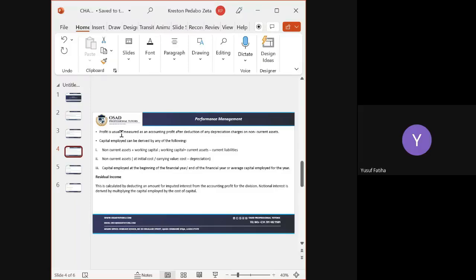And how do we derive working capital? Working capital equals current assets minus current liabilities. So if you look at it clearly, it's basically saying non-current assets plus current assets minus current liabilities, which is basically the same as total assets minus current liabilities. But just to break it down, non-current assets plus working capital, then working capital is current assets minus current liabilities. Please, is that clear before I move on to the second form of capital employed we have?